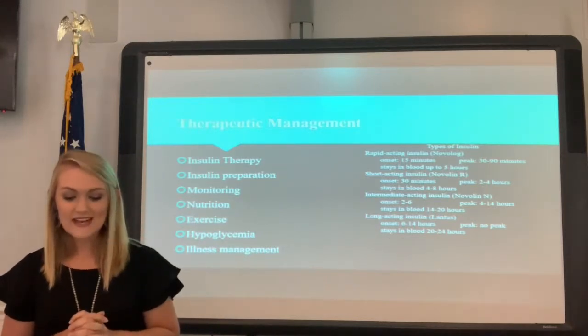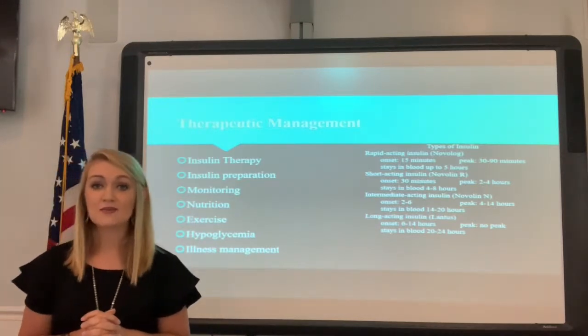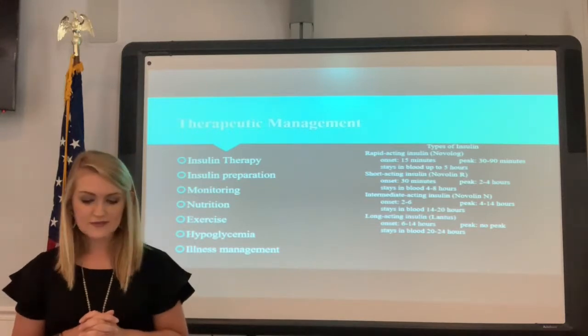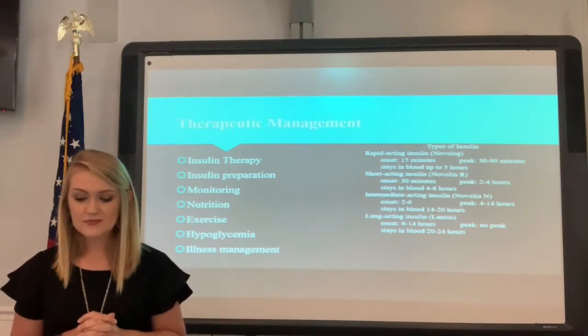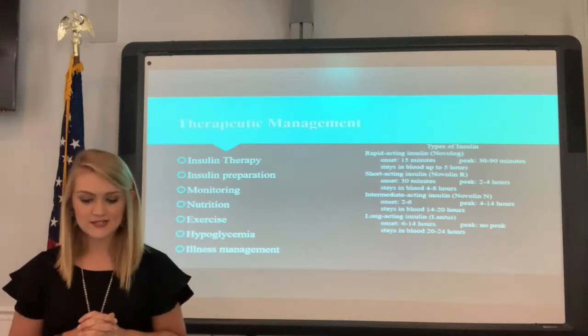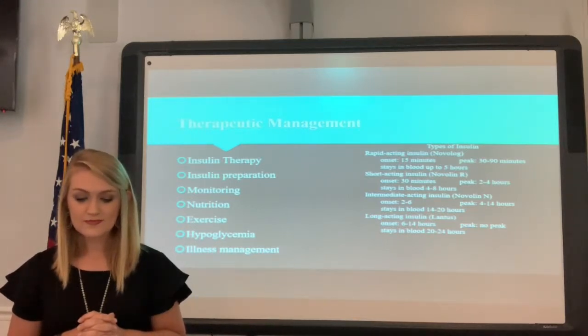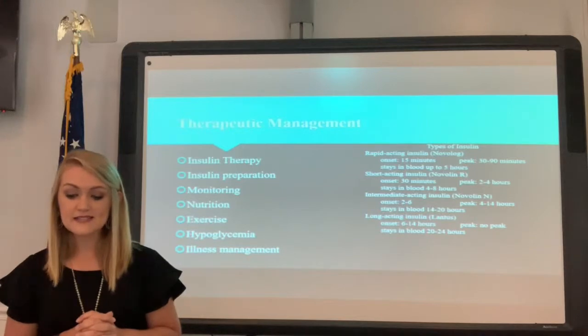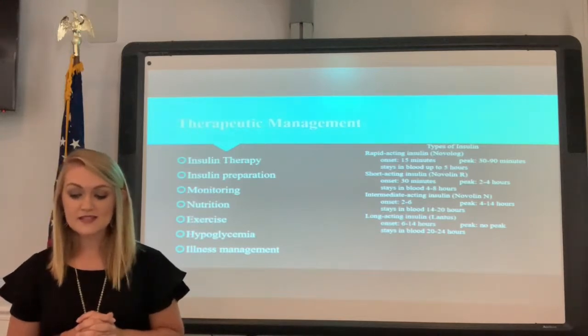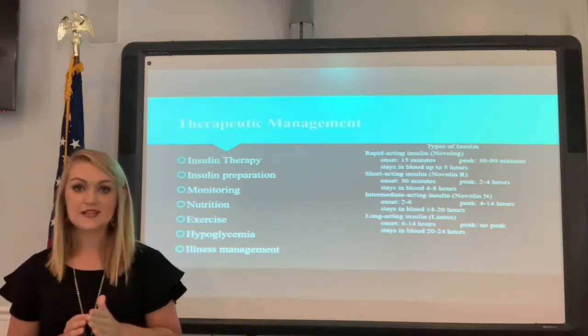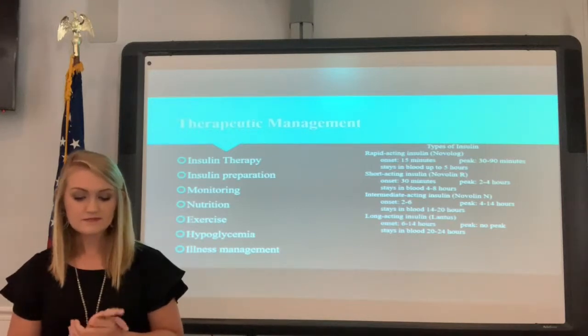Nutrition. Essentially, the nutritional needs of a child with diabetes are no different from those of a healthy child. Meals and snacks must be eaten according to the peak of the insulin action. And the total number of calories and proportions of basic nutrients must be consistent from day to day.